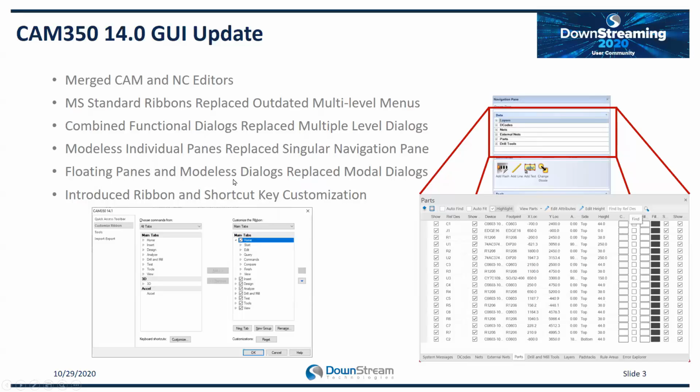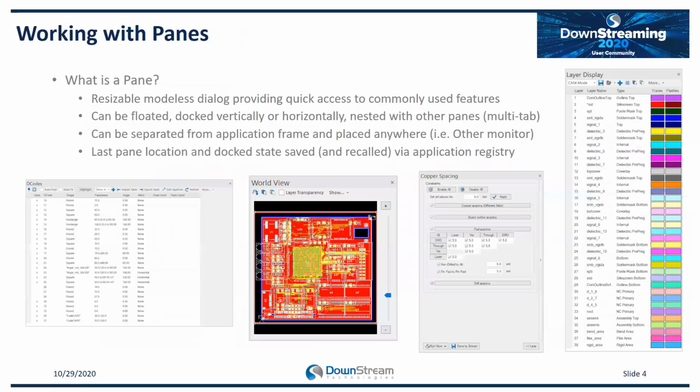We introduced floating panes and modeless dialogues to replace a lot of modal dialogues. There were a lot of times where you'd open a dialogue in CAM350 and that's all you could do, open the dialogue. But now we have a lot of modeless dialogues, and you'll see the panes are a good example of that, where they stay open, they react to changes you make in real time. We also were able to introduce ribbon and short key customization because of this new UI. I'll also go over that as well. So I'll go right into panes.